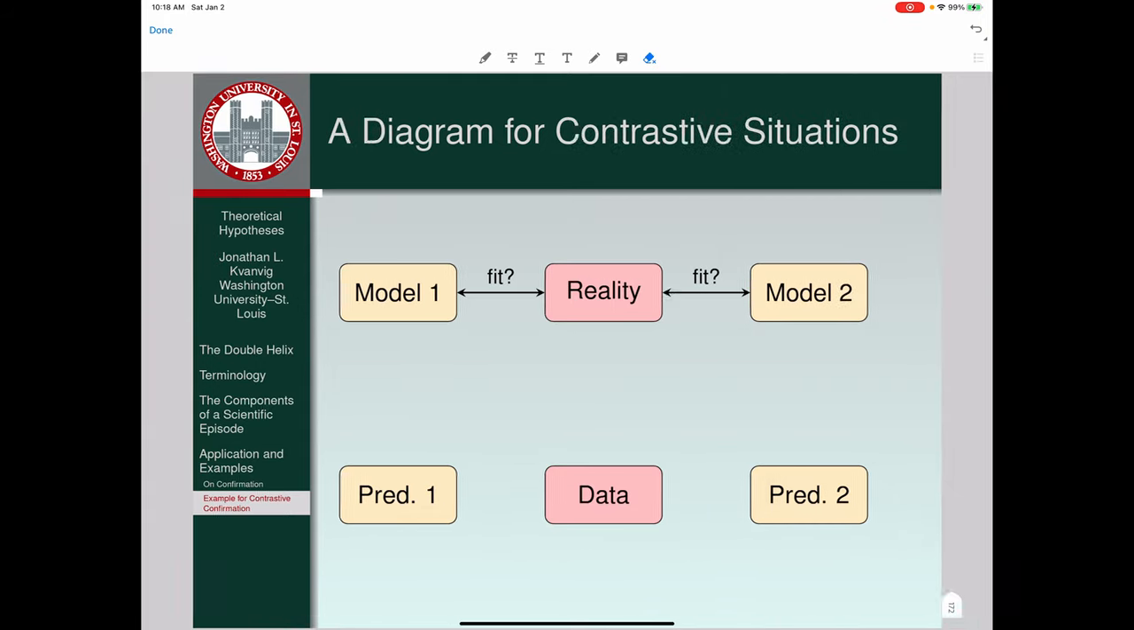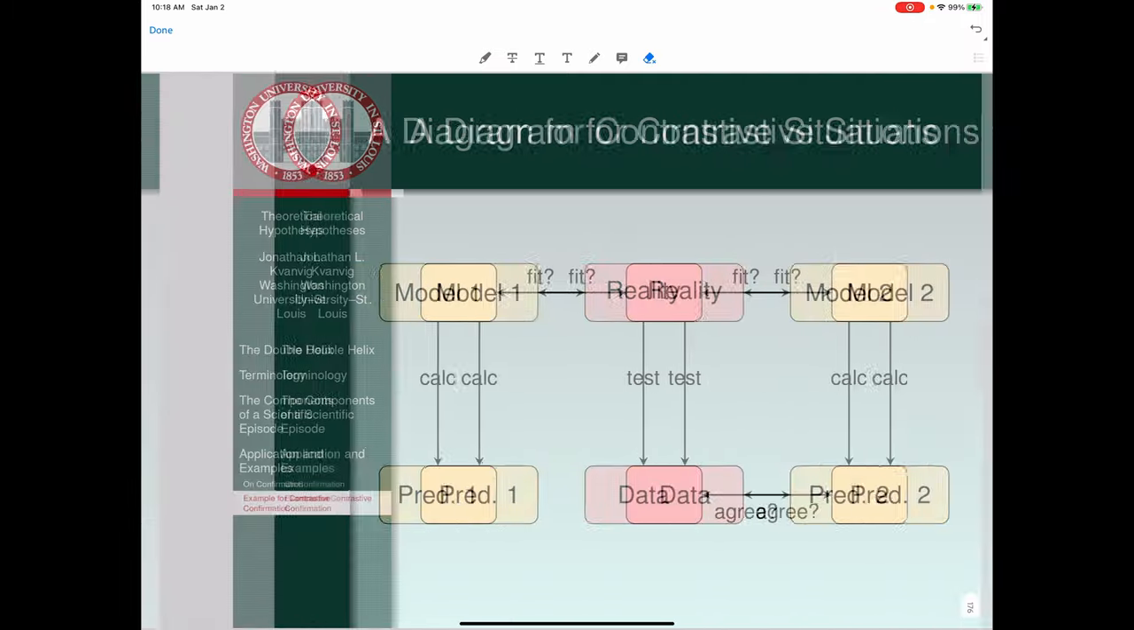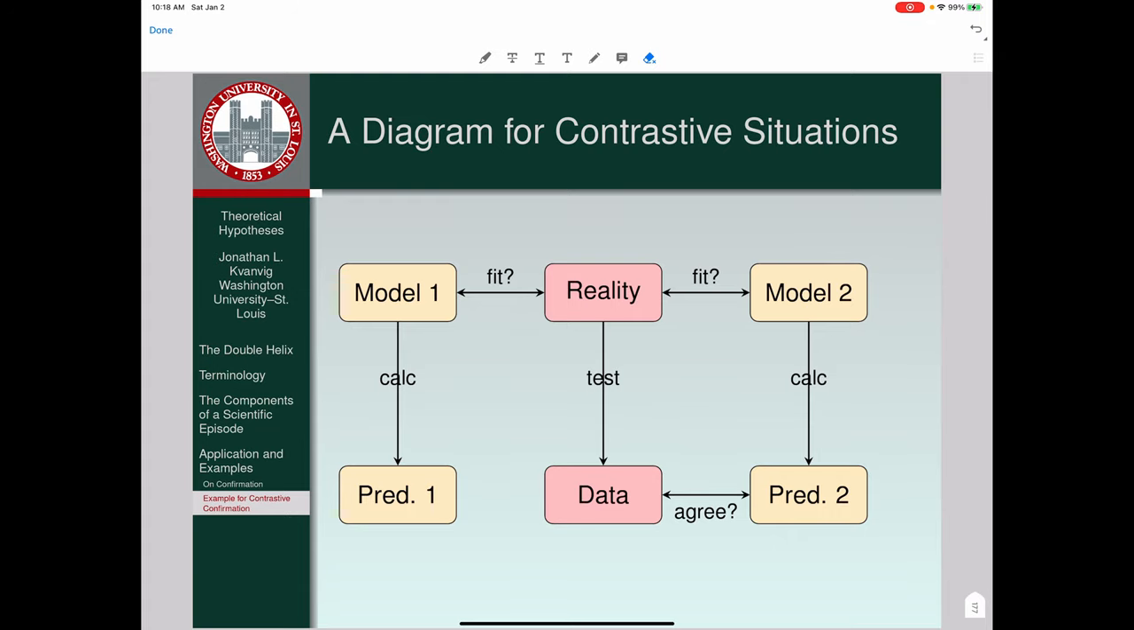The arrows will work roughly the same. We're interested in the degree of fit between the models and reality. And to generate an answer to that question, we calculate predictions. Predictions from the first model, predictions from the second model, and then we run our experiment to see whether we get agreement between the predictions of each. And of course, in the good case, the predictions will differ strongly, and we will set up the experiment to generate conclusive evidence in favor of one over the other.